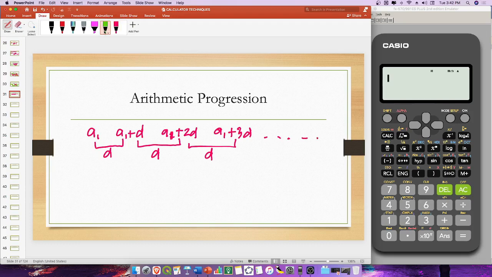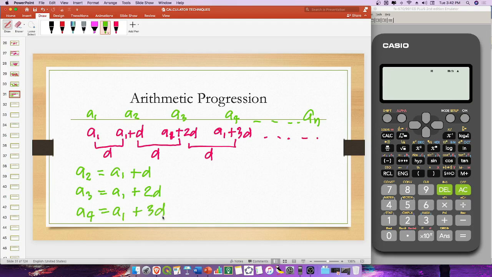So we can label this as your first term, second term A2, third term A3, fourth term A4, and so on. Let's say we want to solve until AN. So AN is any term of the arithmetic progression. Let's go back to A2 here. A2 can be written as A1 plus the common difference, while A3 can be written as A1 plus 2 times the common difference. For the fourth term, we have A1 plus 3 times the common difference.